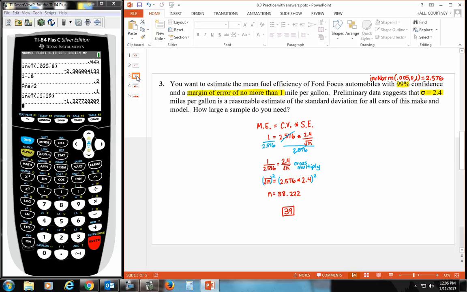I'm going to start off with the margin of error is equal to the critical value times the standard error. In this situation, we actually do have the population standard deviation, so we will be using that within our standard deviation or standard error.